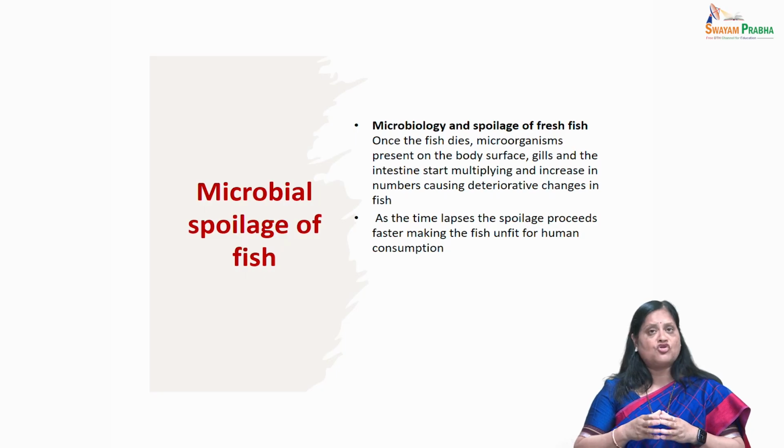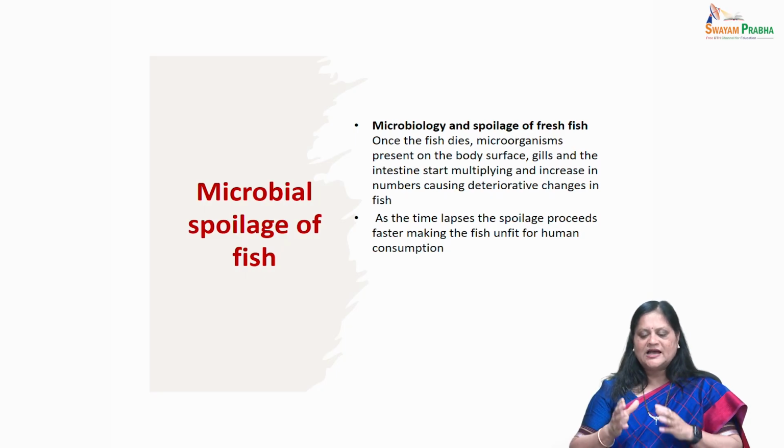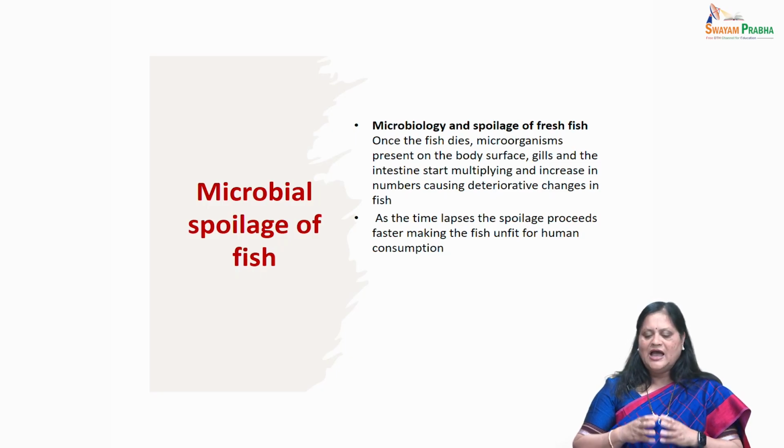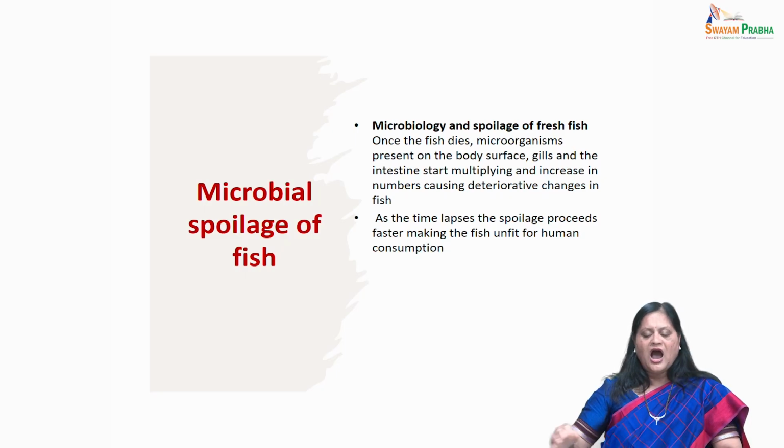Microbial spoilage of fish. Once the fish dies, microorganisms present on the body surface, gills, and the intestine start multiplying and increase in number, causing deteriorative changes in fish. As time lapses, the spoilage proceeds faster, making the fish unfit for human consumption.